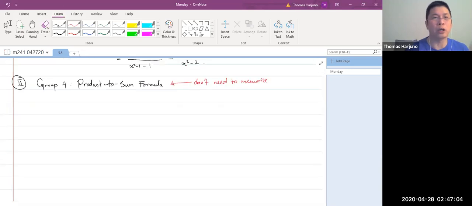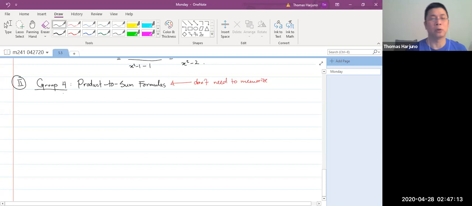What we will do here, I will write the formulas down and then prove them and then use them, okay? So group 4, number 1: cosine A cosine B equals 1/2 of the cosine of the sum plus the cosine of the difference.